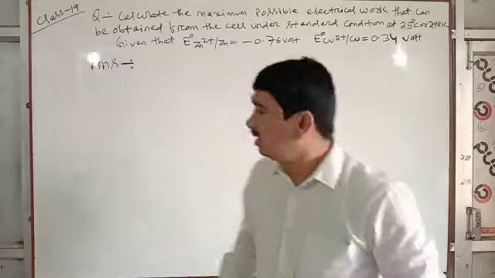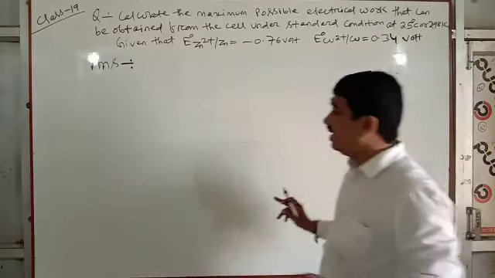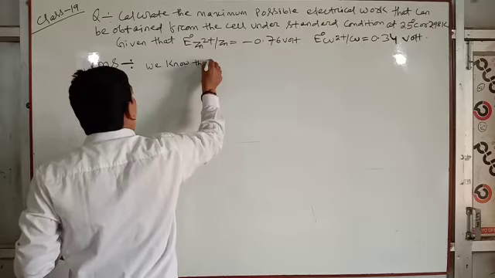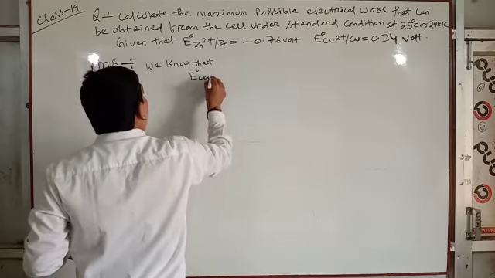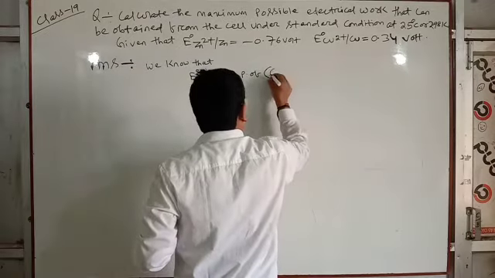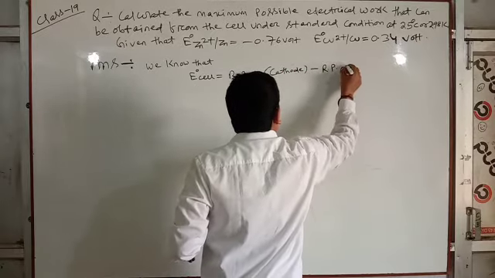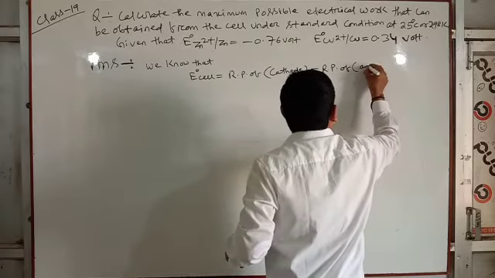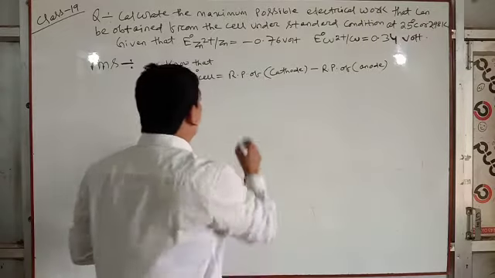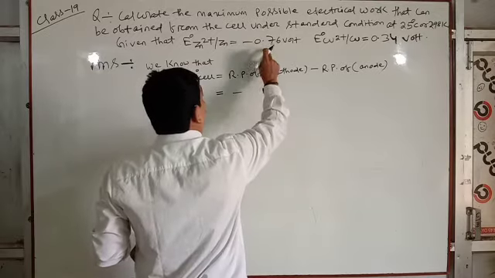So first we have to calculate the E naught cell. How can we calculate the E naught cell? Look, these two potentials are given. We know that E naught cell equal to reduction potential of cathode minus reduction potential of anode. Which is the cathode?